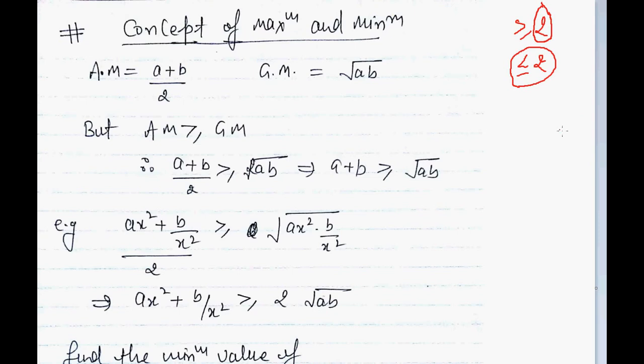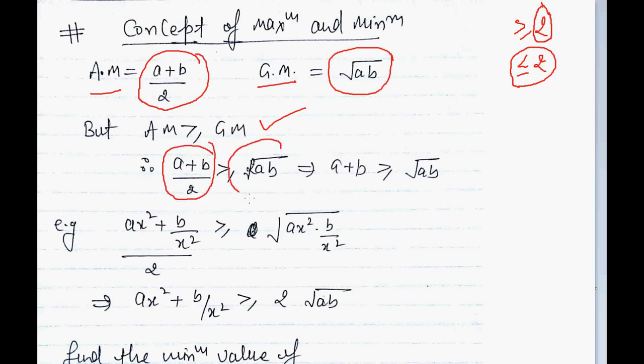Now, there are two important things. One is called arithmetic mean, another is called geometric mean. Arithmetic mean of two numbers is to add them and divide by 2, and geometric mean of two numbers is to multiply the two numbers and take the square root. This is the concept of algebra. The arithmetic mean is always greater than or equal to the geometric mean. This means (a+b)/2 is always greater than or equal to root ab, or I can say a+b is always greater than or equal to 2 root ab.